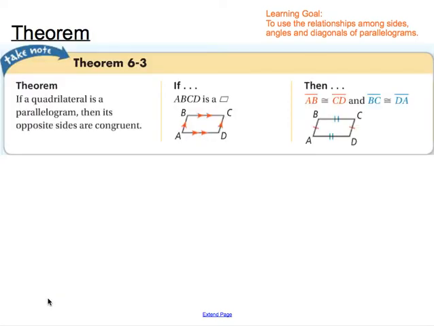Our first theorem says that if a quadrilateral is a parallelogram, then its opposite sides are congruent. So in this case we have ABCD and it is a parallelogram. And so we're introduced to this new symbol for a parallelogram. We see it right here. And if this four-sided figure is a parallelogram, then its opposite sides should be congruent.